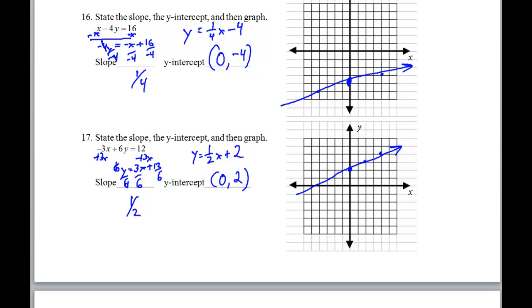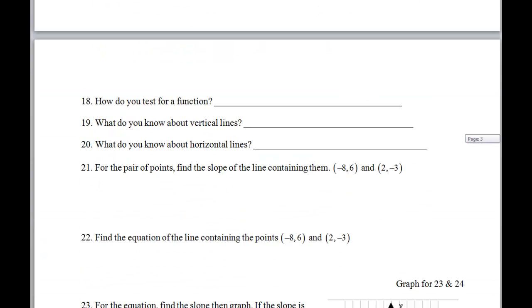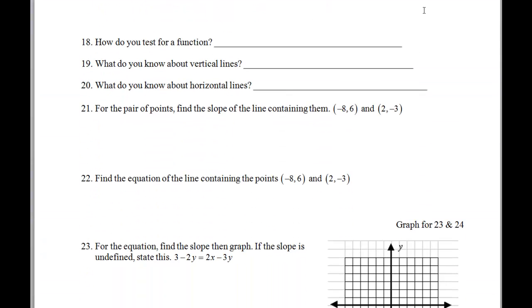The next page here, let's go and move this down. All right. Now, the easiest way to test for a function, whoops, hold on a second here. Clicked on something in the back page here. Okay, great. The easiest way to test for a function is to use the vertical line test.